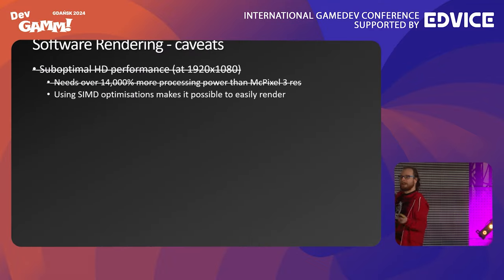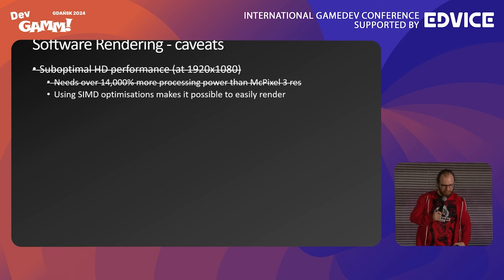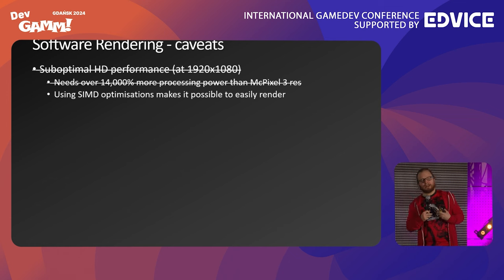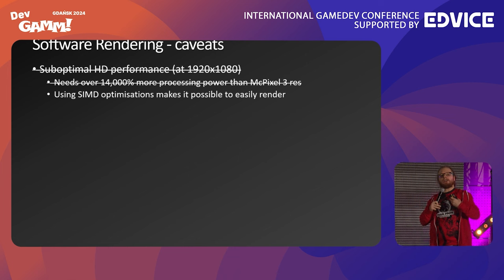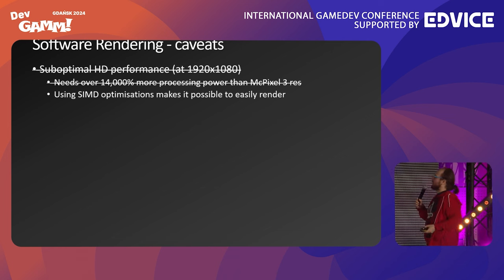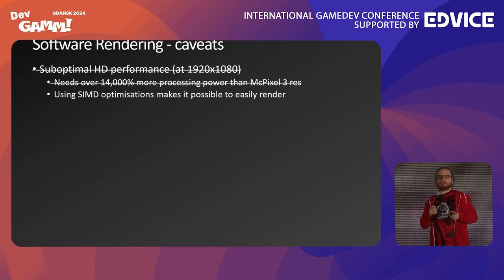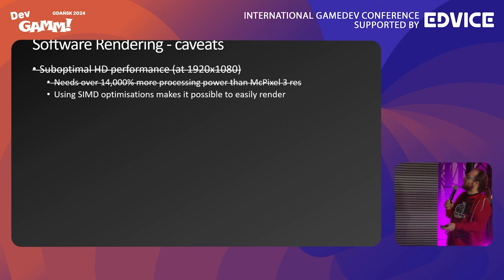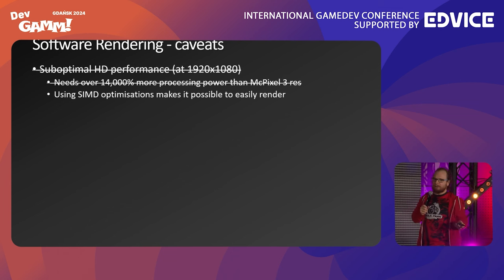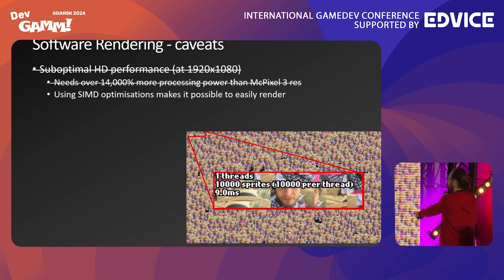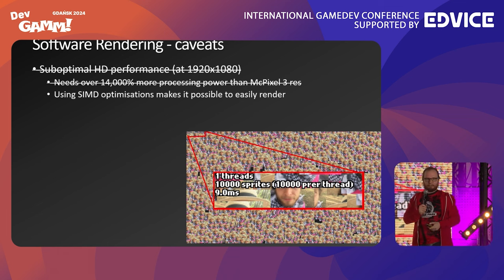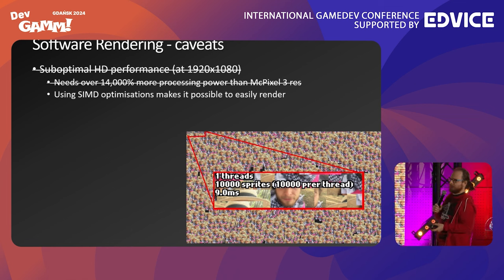Now, caveats. I have done this presentation before, but I have updated it with new findings, because I am now using this engine to create a new game, and I am discovering new things, new ways to optimize, and new ways to utilize software rendering to create better things. I said before that HD performance is suboptimal, that it's really hard to create a game in HD resolution because it needs over 14,000% processing power. But if you utilize SIMD optimization like AVX and SSE, this engine renders 10,000 sprites in one thread in 9 milliseconds on my laptop on battery. This is not the best hardware ever, and I can do that.